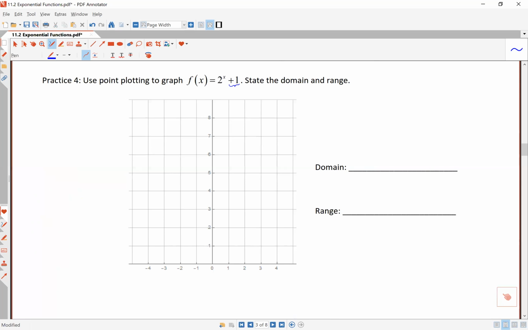Now that you've had a chance to work this out, I'll work this out with you. So the value that makes the exponent 0 is 0. That's 2 to the 0 plus 1. That's 1 plus 1, which is 2. We're starting off at 0, 2 this time. Now we're going to start multiplying by 2. 2 to the first plus 1 is 2 plus 1, which is 3.